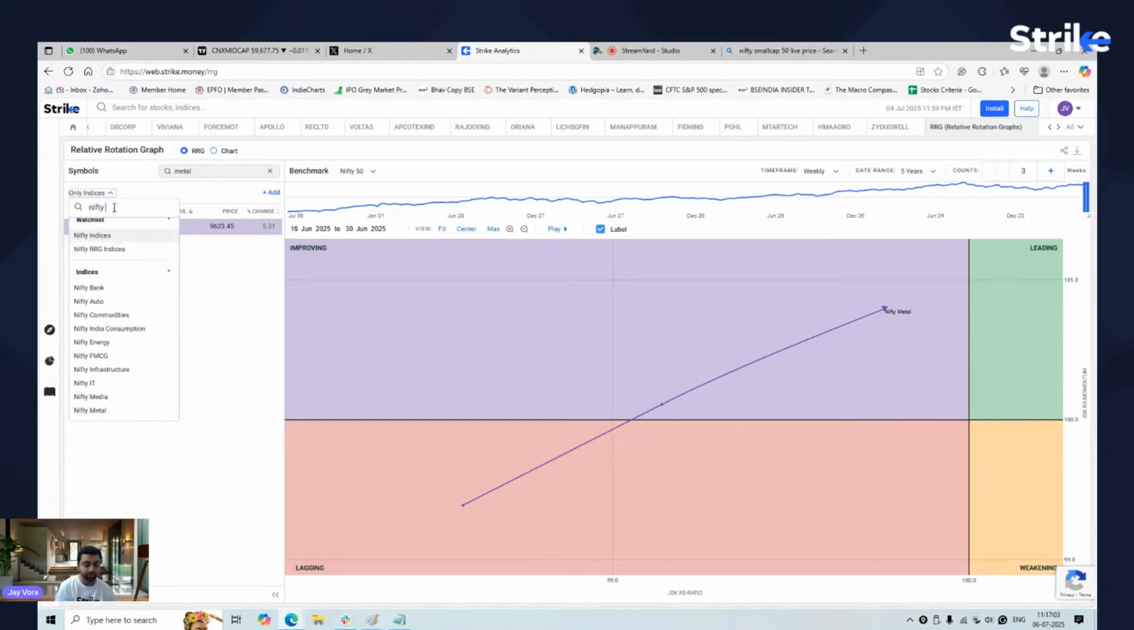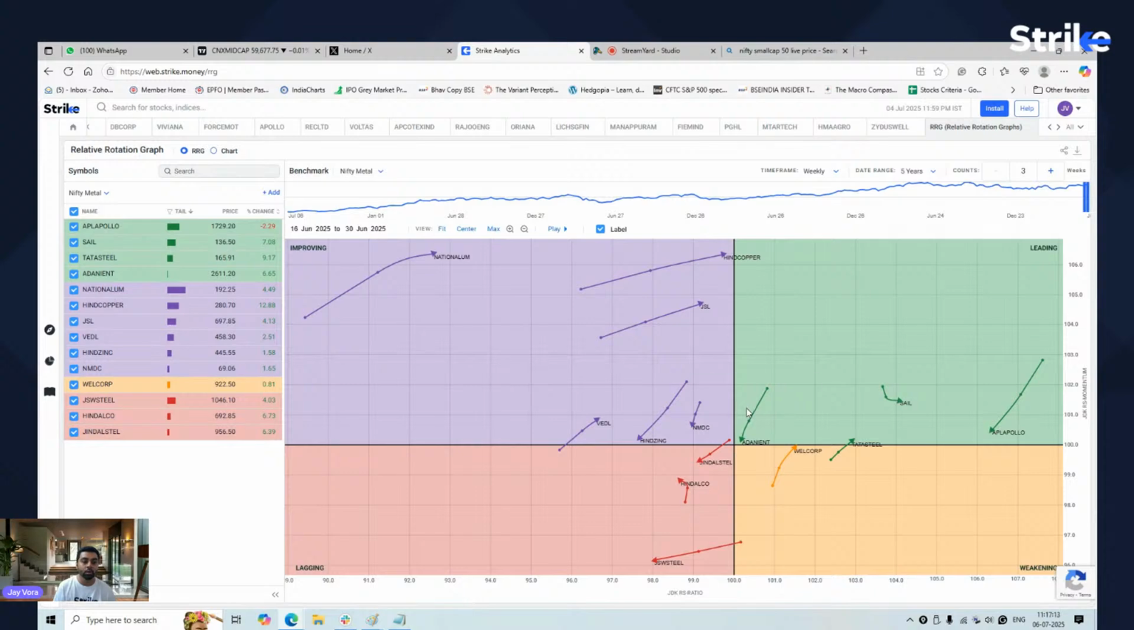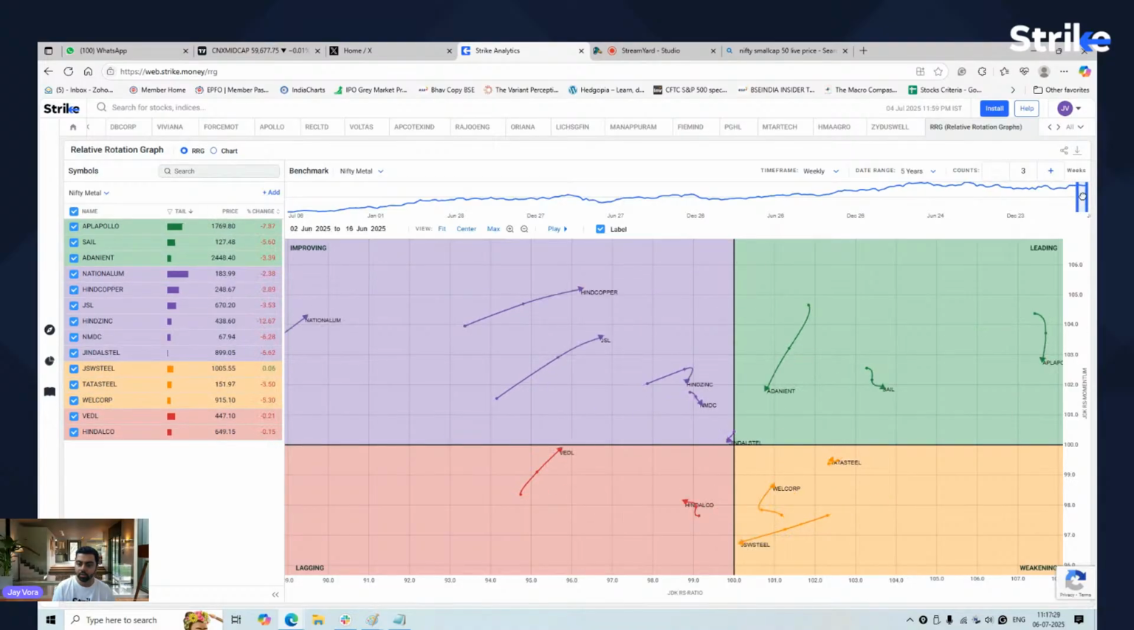Now, if the Nifty Metal is looking good, what you have to do is type over your Nifty Metal. Once you click over here, you see all the stocks within that index and how they are doing. I think when we did this webinar one or two weeks back, I clearly know that Tata Steel was turning around. The RRG of this was turning around. You can see over here, I think we had done it last week only, and it was turning around.